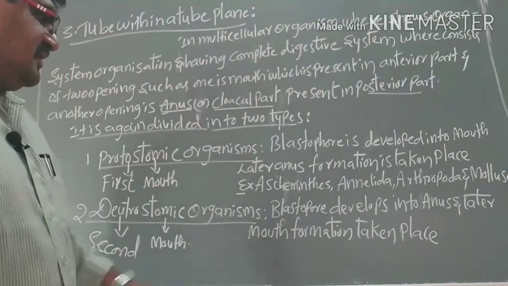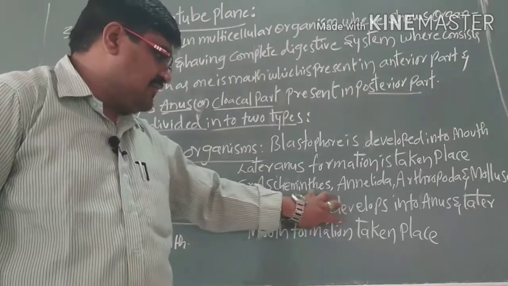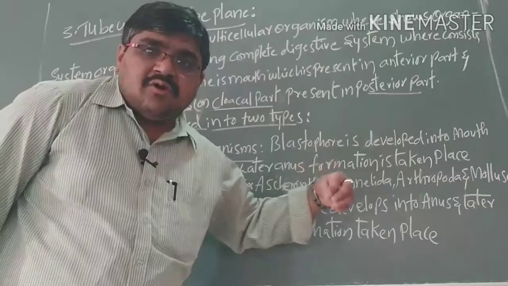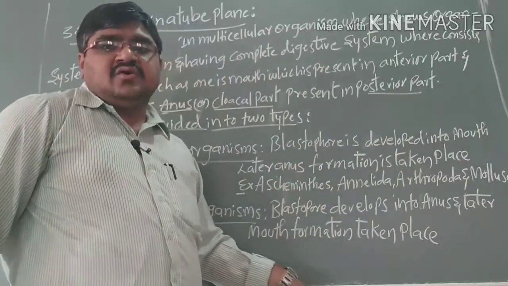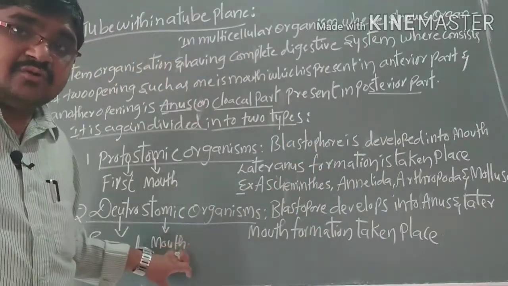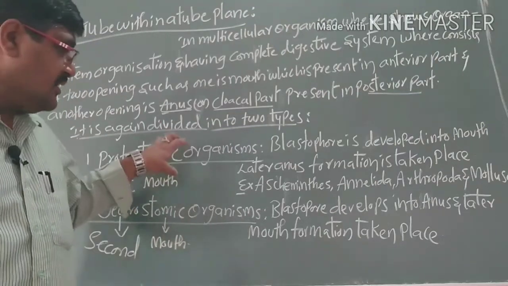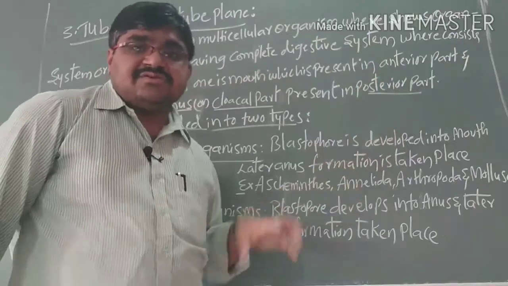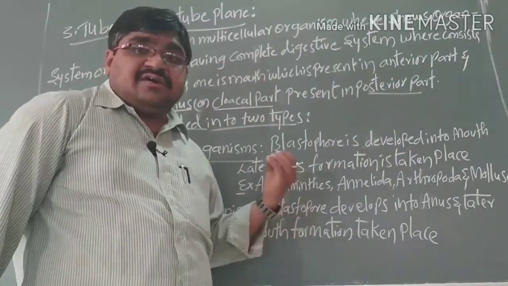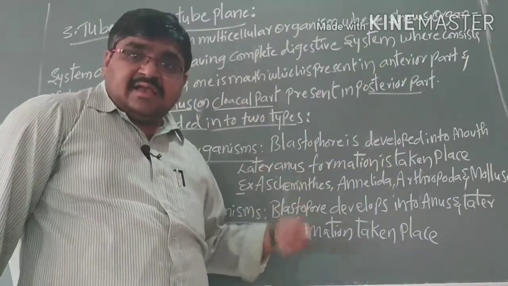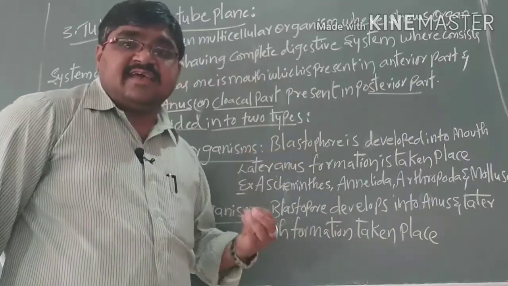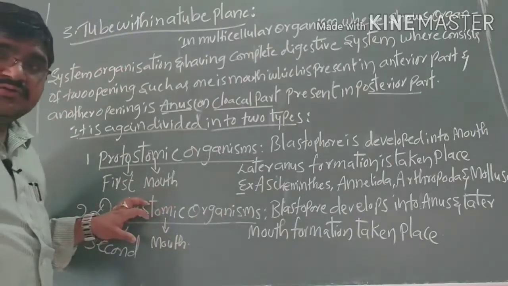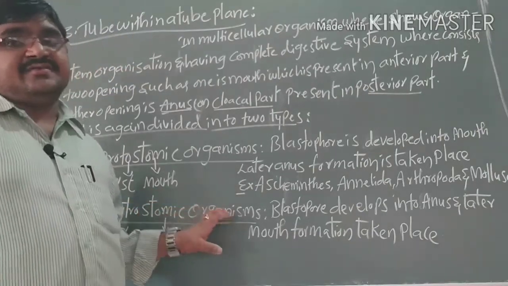So firstly, from the blastopore the anus develops, and later the mouth formation takes place. So we can call them deuterostomic organisms. But in protostomes, the blastopore develops into the mouth and later the anus forms. In deuterostomes, first the anus forms, and later the mouth forms, that is, secondly the mouth formation takes place.